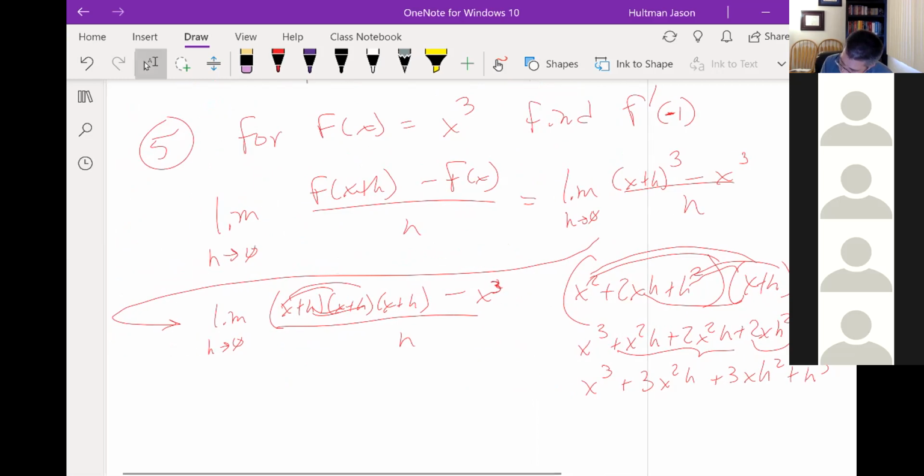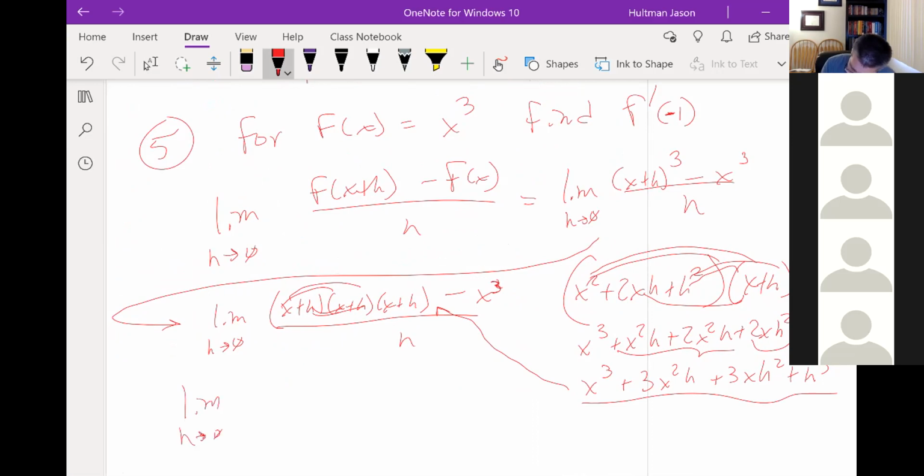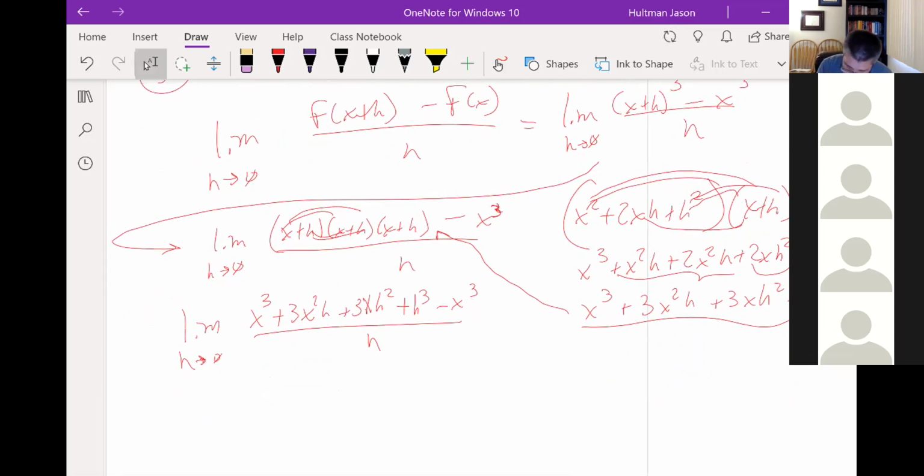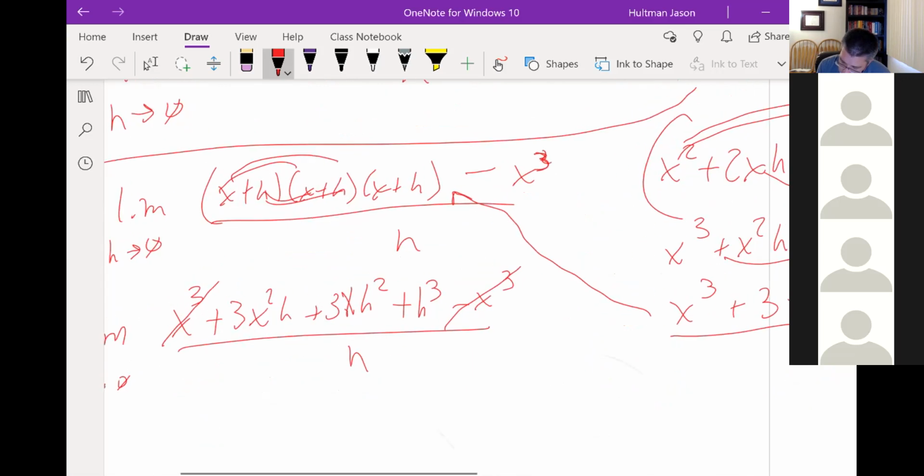Now I'm going to take this and pull it over here. I want the limit as h goes to 0 of x cubed plus 3x squared h plus 3xh squared plus h cubed minus x cubed all over h. So we want to find the derivative of this thing. This is f prime of x, right? Find the derivative of this cubic function. Okay, so the x cubes cancel. That's kind of nice. The x cubes there cancel.